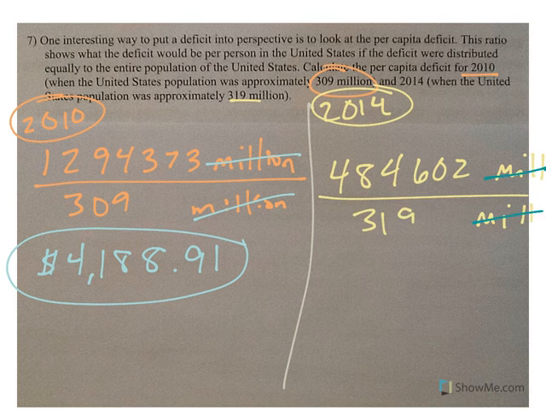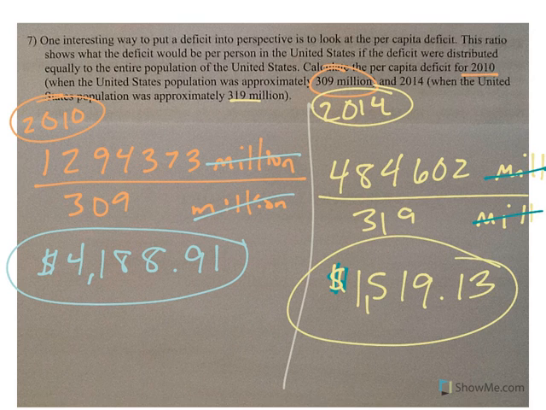Again, the millions cancel out. When I divide, I get $1,519.13. So you can see in 4 years the deficit changed, well, the population also changed, but now just a little over $1,500 would wipe out the deficit for that year.